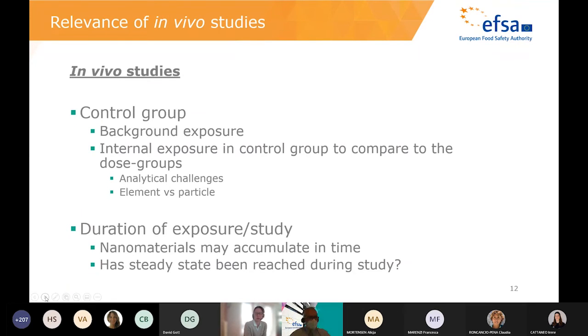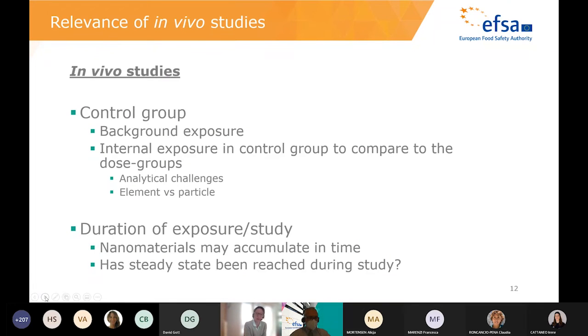Important to take into account in this case is the control group, and to see also if there has been exposure in the control group that could, for example, be related to background exposure. So is there some other kind of exposure, for example, to particles of the same elemental composition, especially if the analysis is performed on the element rather than the particle, if there has been other background exposure. This has to be taken into account to see if the control group is indeed lower as compared to the dosed groups.